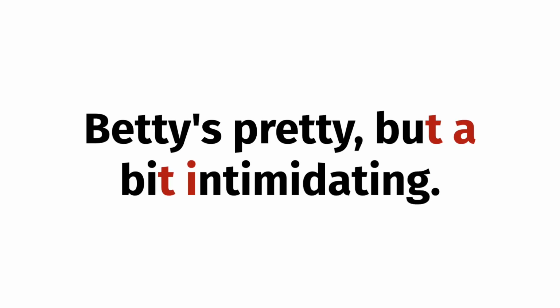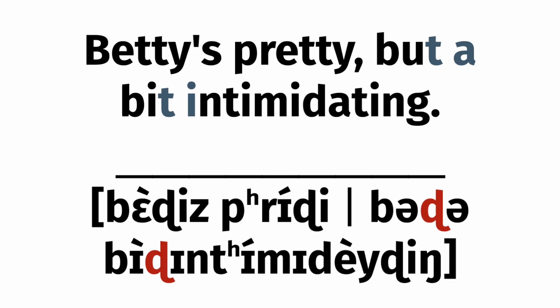This change of T to the flap doesn't only happen inside words. We also do it when one word ends in T and the next word starts with a vowel sound. For instance, Betty's pretty, but a bit intimidating. This sentence has a lot of flaps. By now, you should know why Betty and pretty have flap T. But note that I said, but a bit intimidating. Betty's pretty, but a bit intimidating.